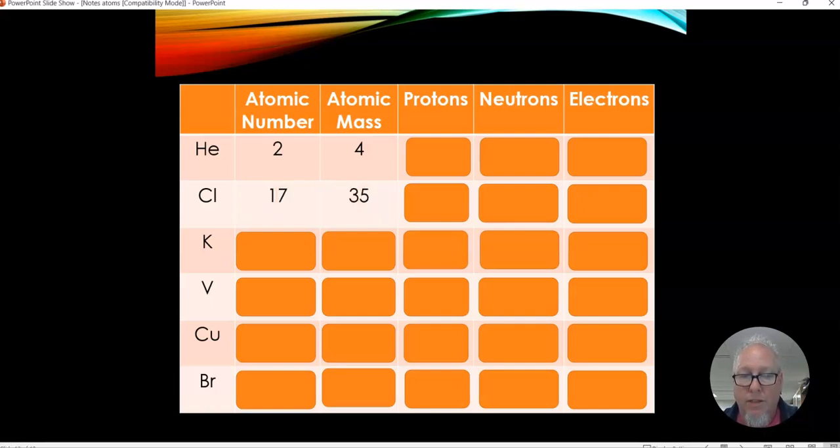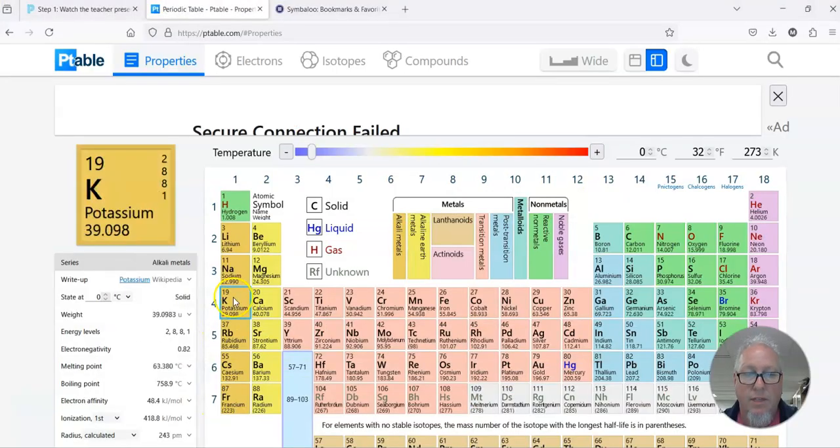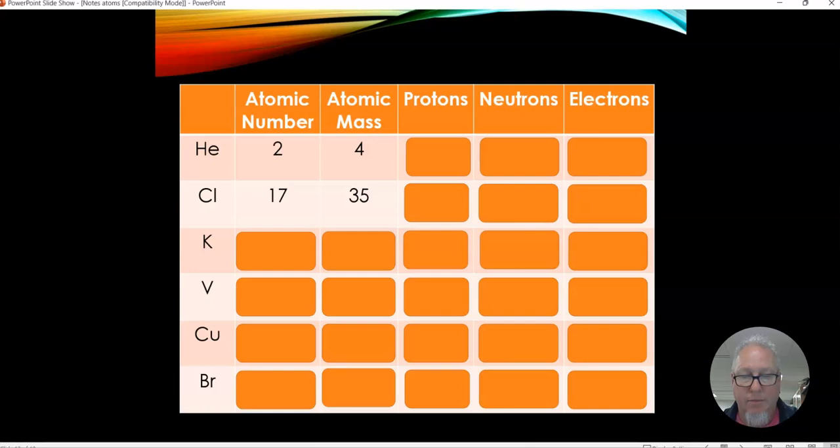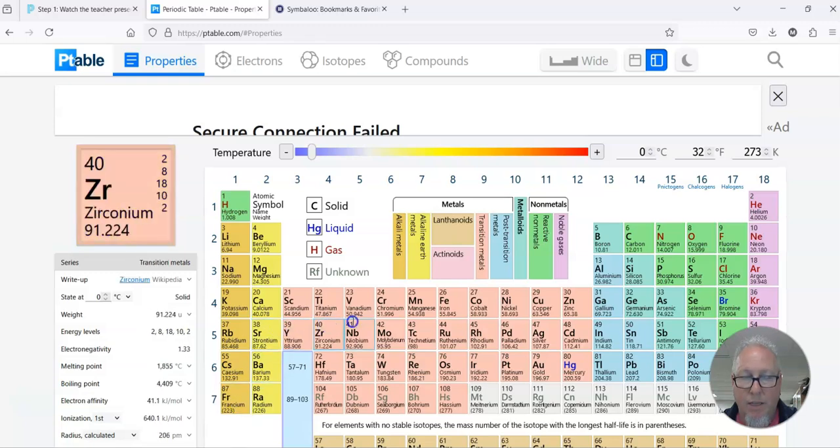If I were to look at potassium on the periodic table, potassium is right here. The mass number is 39, that's the nearest whole number. The atomic number is 19. Vanadium, if I were to look at vanadium on the periodic table, the mass number is 51, the atomic number is 23.